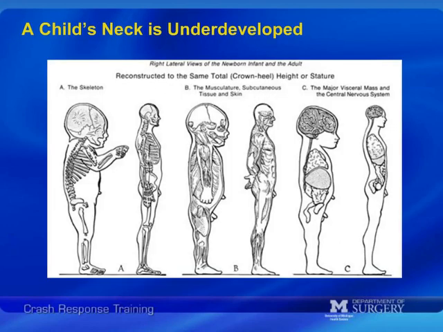Now this is coupled to the fact that the skeleton is less developed, as we mentioned. In addition, the musculature and the soft tissues and the skin are also less developed. They're much more delicate. And the major viscera are also less developed. So all of these things combined make a child much less able to withstand severe crash forces.